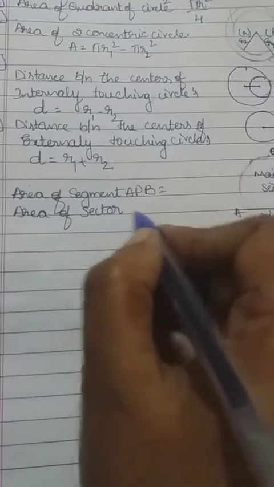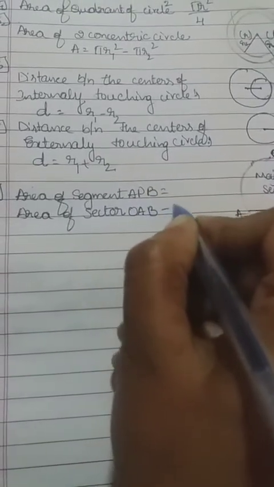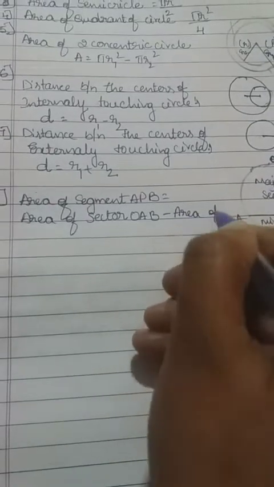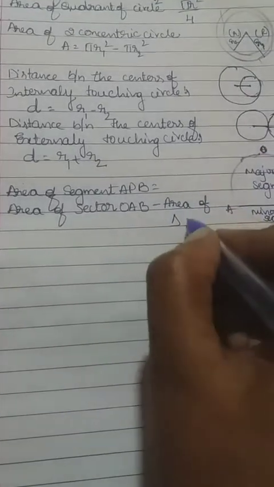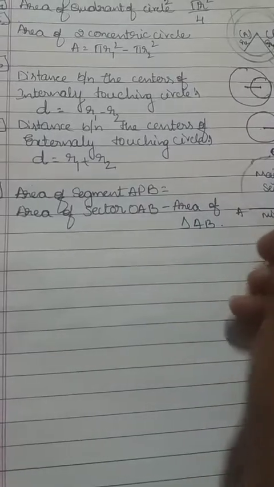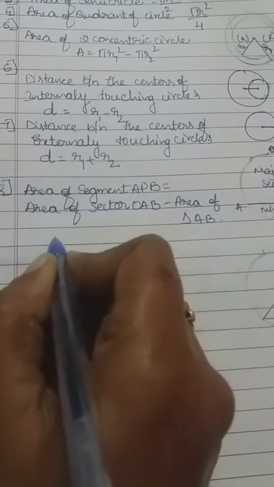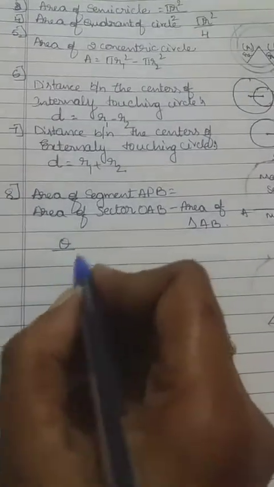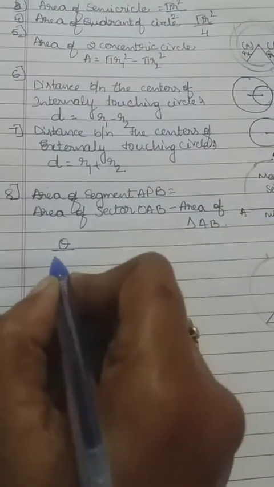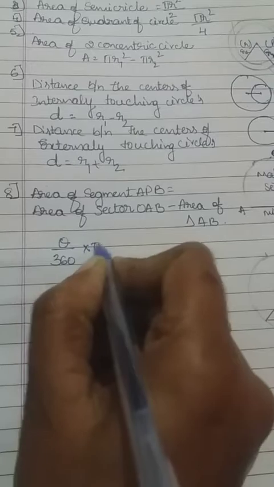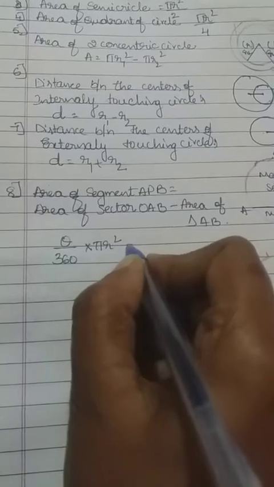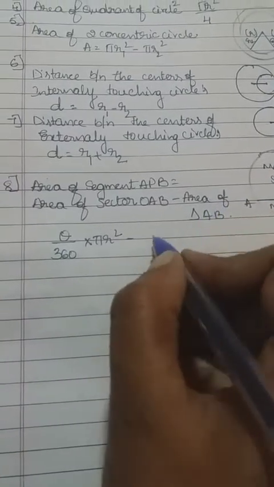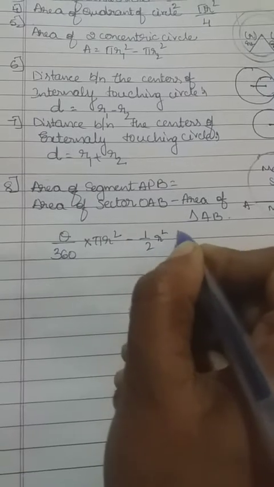minus the area of the triangle. One triangle we can get here, that is the triangle OAB. The area of the sector formula is theta divided by 360 into pi r square. And the area of the triangle OAB is 1 by 2 r square sin theta.